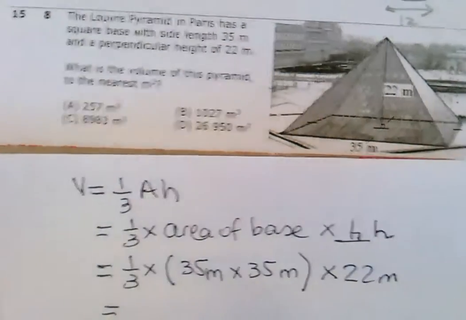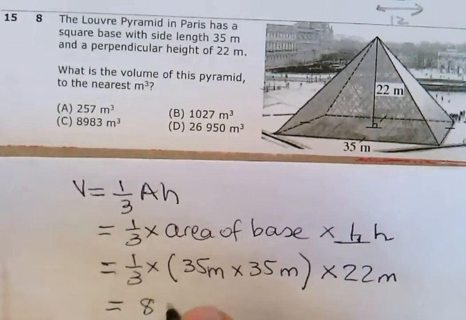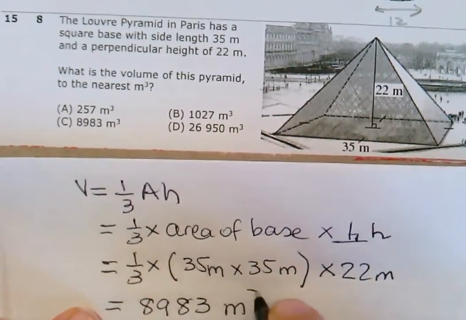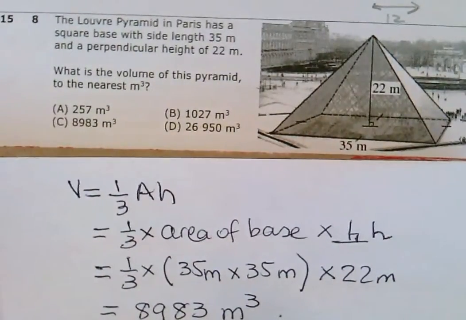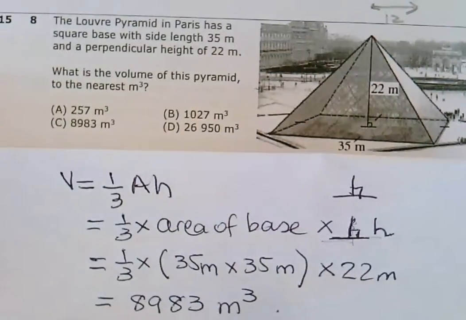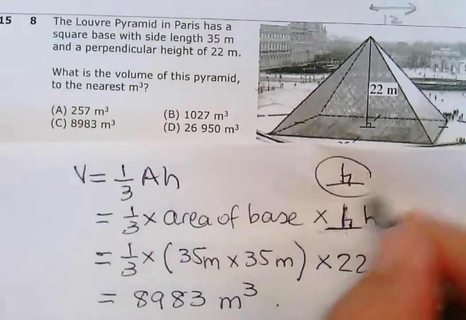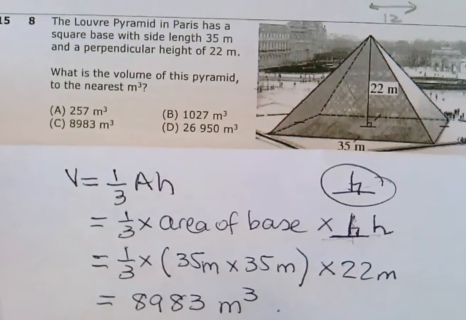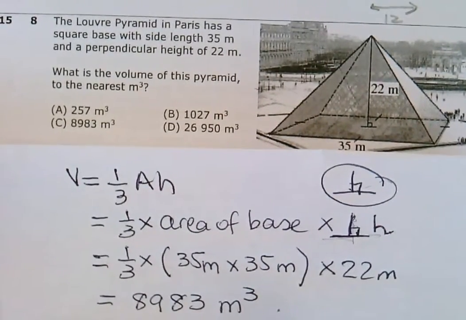Okay. So if you do that on your calc to the nearest metre cubed, you'll get 8,983 metres cubed. And this is the symbol for perpendicular, just like that with a right angle. Okay? That's perpendicular height. Whenever we talk about heights, we refer to perpendicular height anyway.